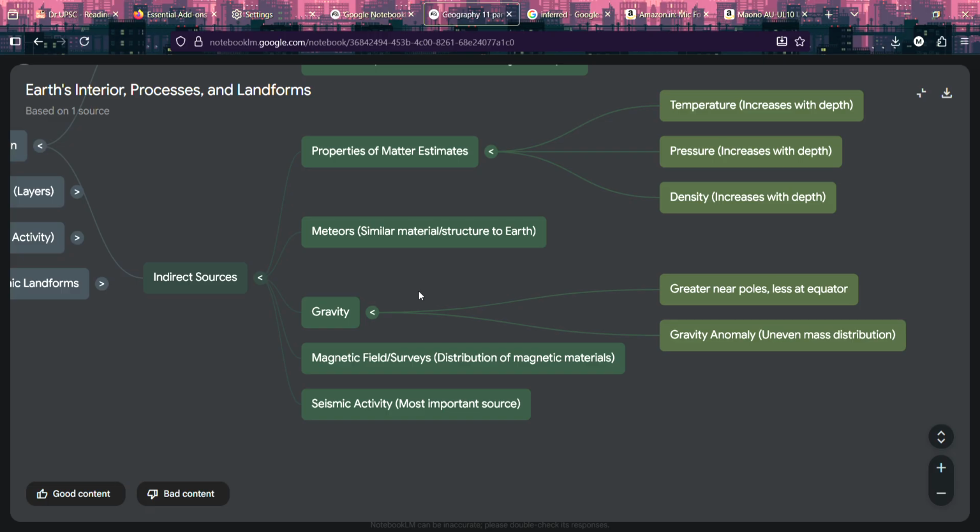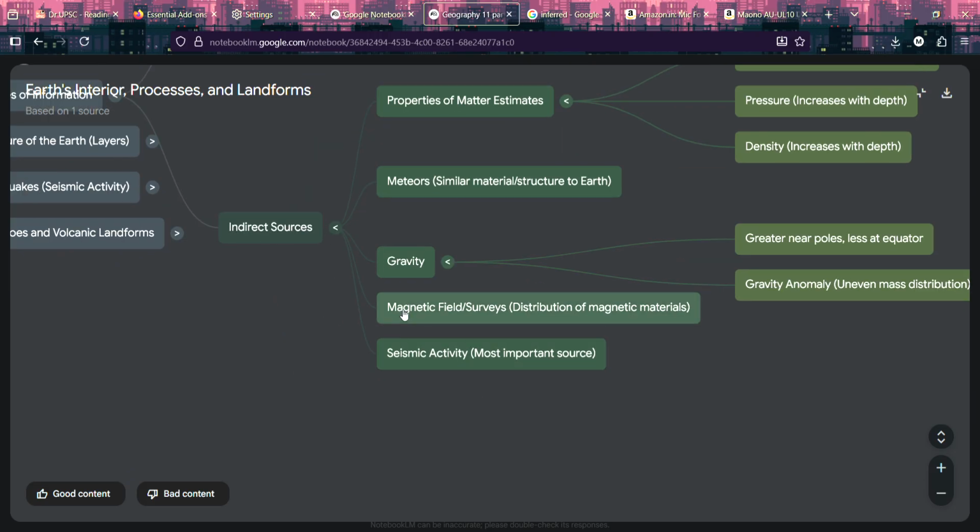Gravity, like there are different gravities for different areas, it's called gravity anomaly. Another is gravity is greater at the poles and less at the equator. And then the fourth indirect source is magnetic field survey, the distribution of magnetic materials. Different magnetic materials are all around the earth, and their distribution is also one of the sources.